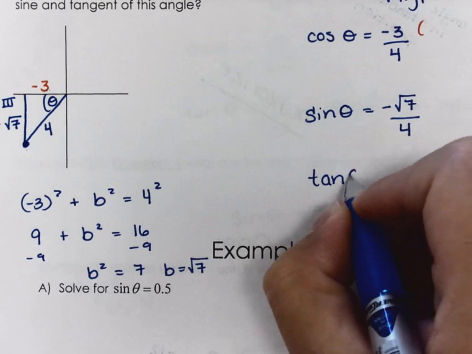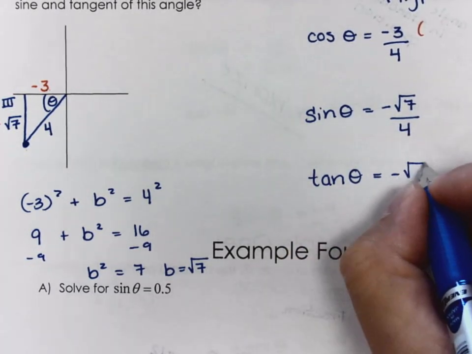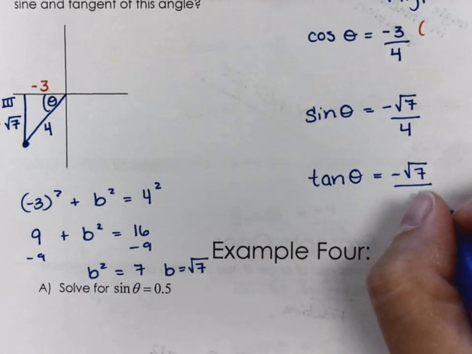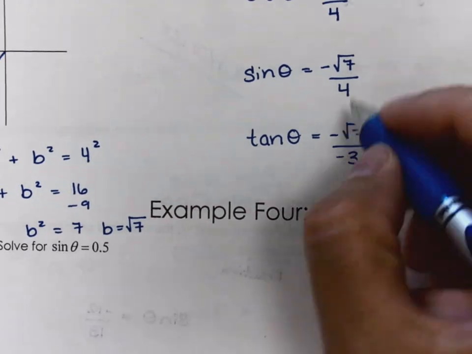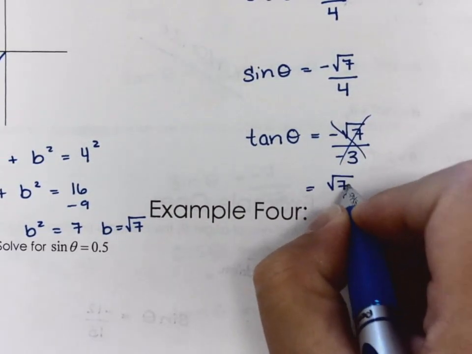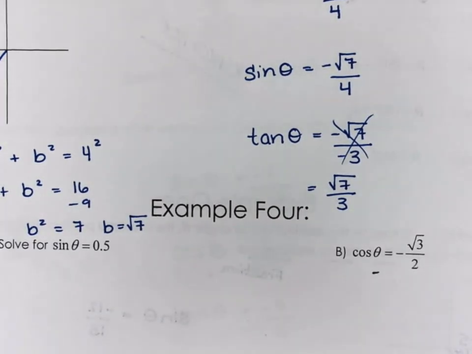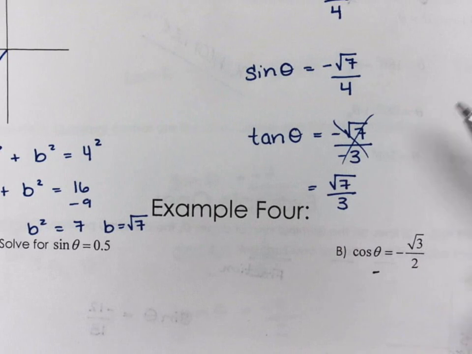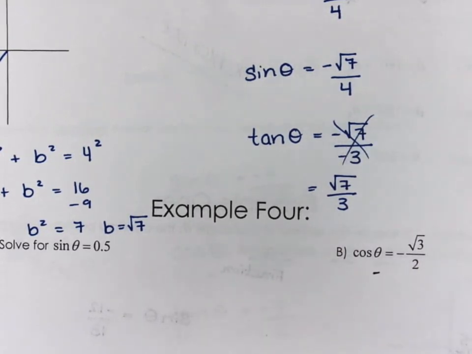And tan is going to be opposite, which is -√7 over adjacent, which is -3. And oh my goodness, can I write it like that? No, I can't write it like that. So that's going to be √7 over 3. And if you write it like this and you're doing it in pencil, just erase those. Don't rewrite it, just erase them. I'm using pen, so it's not really working all that well.